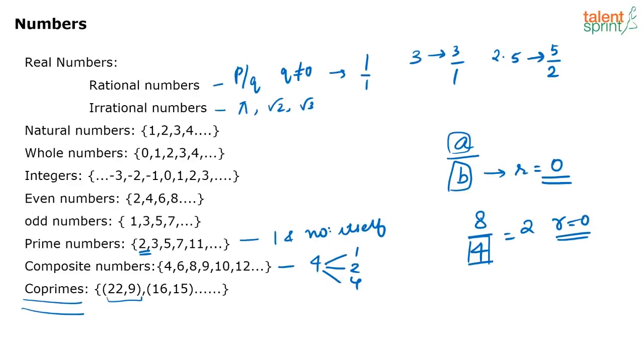Or if you have two numbers, they have only one common factor between them, that is 1. Other than that they have no other common factor between them, but when you take them alone, they needn't be prime. Those are coprimes. Or they are prime numbers with respect to each other.